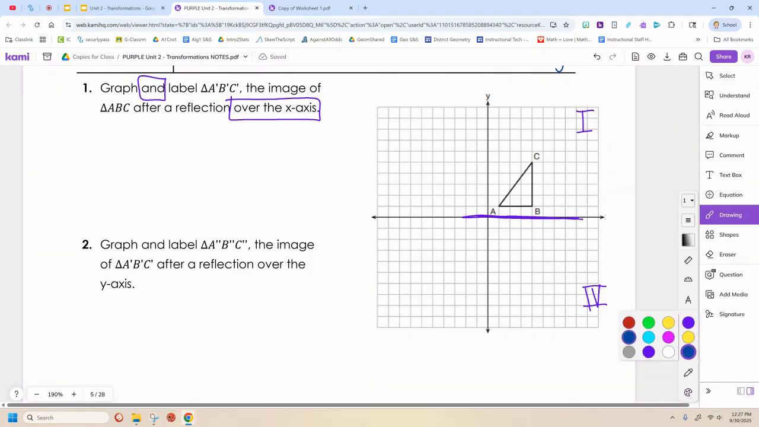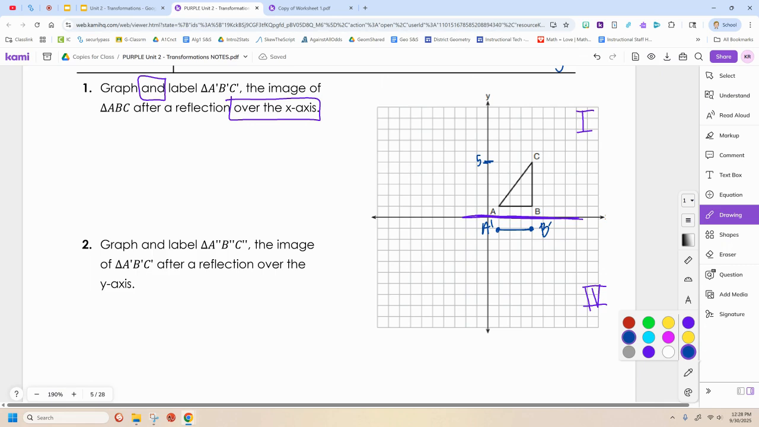So if A is 1 above, A prime is going to be 1 below. If B is 1 above, B prime is going to be 1 below. Now, those two are really easy to eyeball, and I'm going to connect them together right now. To do C, there's a couple ways to help you make sure you've done things correctly. First of all, you can look at how far it is from B to C, right? 1, 2, 3, 4 units long. If I want to kind of trace across, I can see, hey, this is 5 units up, right?